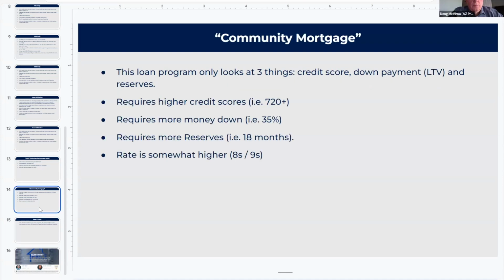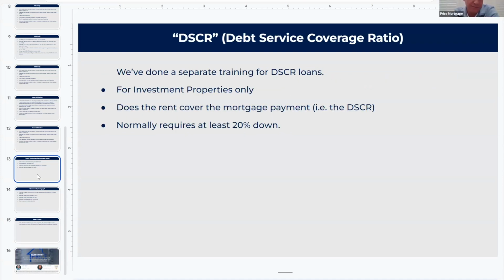So, I think there are several different ways to get self-employed people qualified for a mortgage to buy a house if they can't qualify using their tax returns.